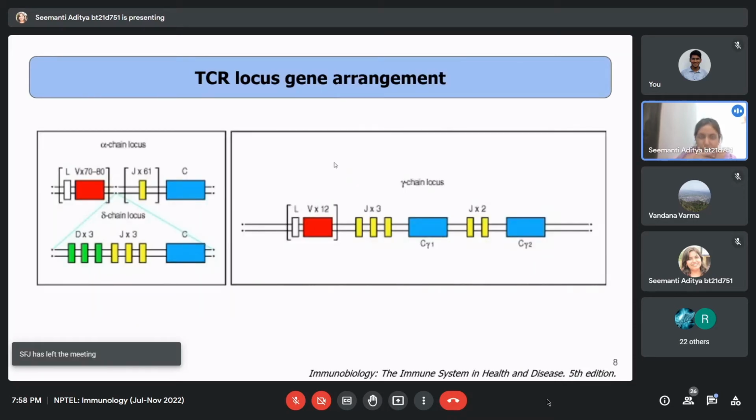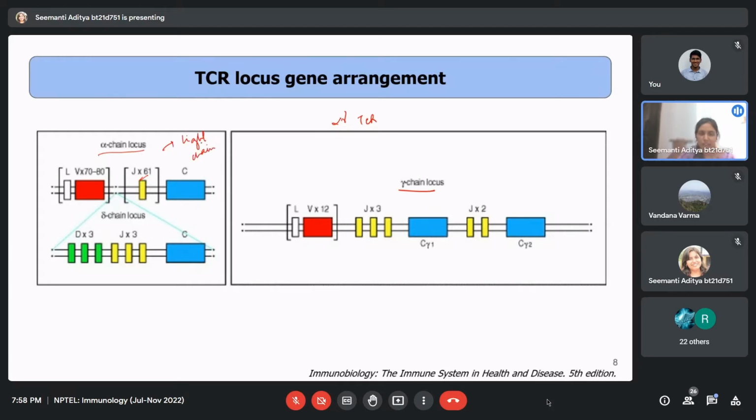Now, the T cell receptor's gene arrangement is also like this. It has two chains, basically an alpha chain and a gamma chain, with respect to the alpha gamma T cell receptor. So the alpha chain again has VJ regions. So VJ regions are present in this, like in the light chain.